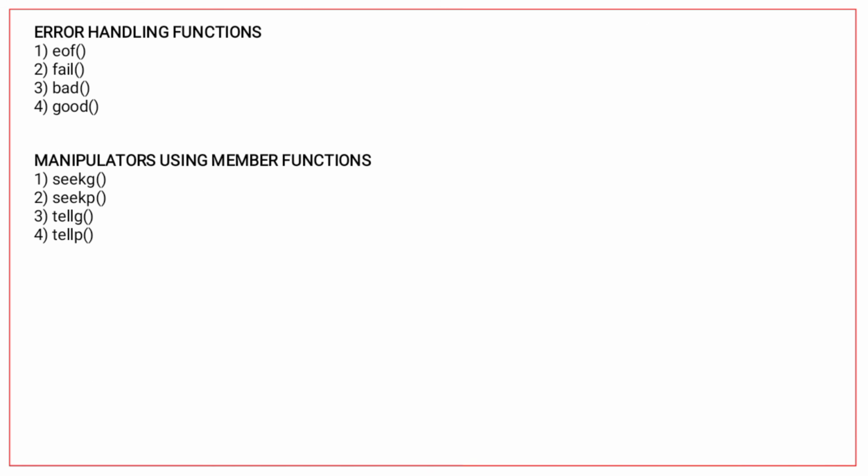Now next is error handling function. Now first is eof. This function returns true, that is non-zero, if end of file is encountered while reading, otherwise returns false, that is 0. Next function is fail. This function returns true when an input or output operation has failed. Third function bad. This function returns true if an invalid operation is attempted or any unrecoverable error has occurred. And the fourth function is good. This function returns true if no error has occurred.